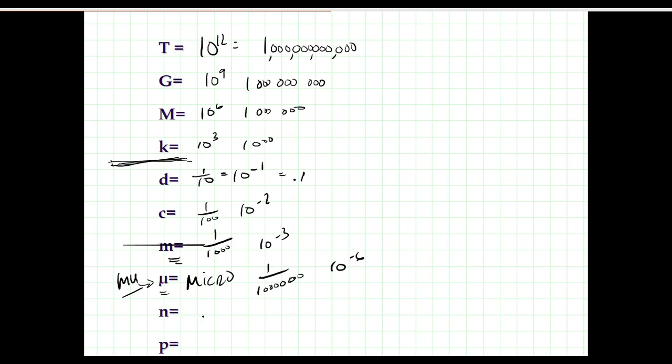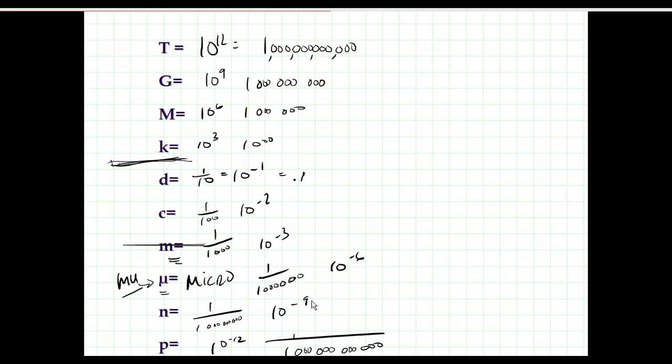N is for nano. Nano is 1/1 billionth, 10 to the minus 9. And then pico, 10 to the minus 12, 1/1 trillion, which is 1 and 12 zeros. Memorize these. Tera, giga, mega, kilo, deci, centi, milli, micro, nano, pico. Pico, nano, micro, milli, centi, deci. Kilo, mega, giga, tera. Make sure you know those.